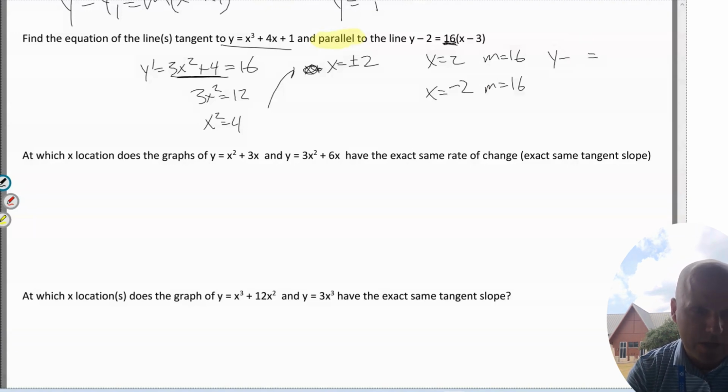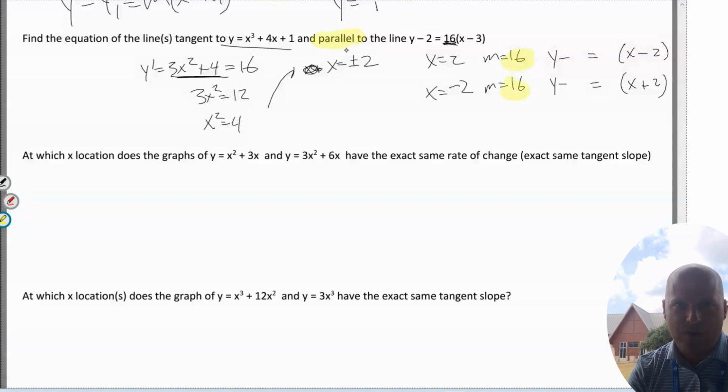y minus y1 equals m times x minus x1. And I have y minus y1 equals some m times x minus x1. Wait, hold on. I have my m. I know my slope is 16. I know that because I found when my slope equation produces a slope of 16. So this m goes right here. This m goes right here.